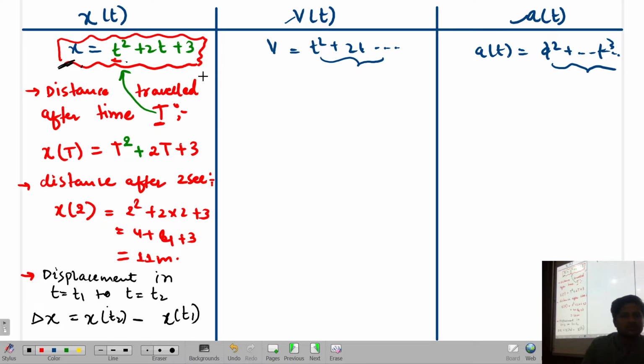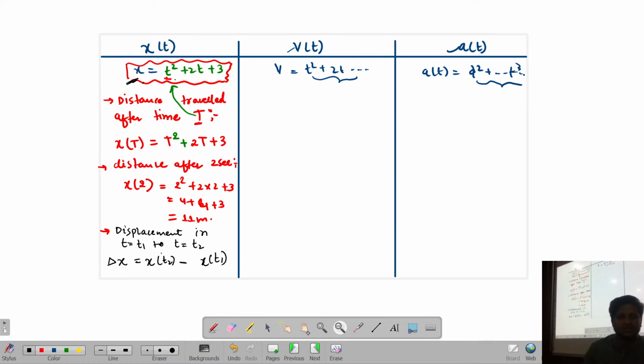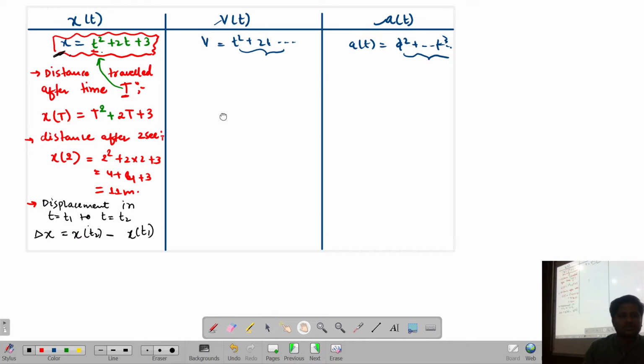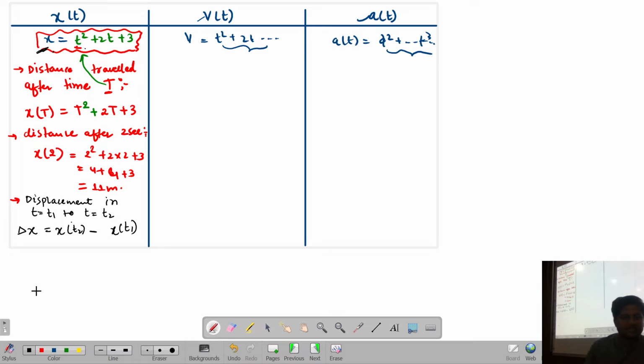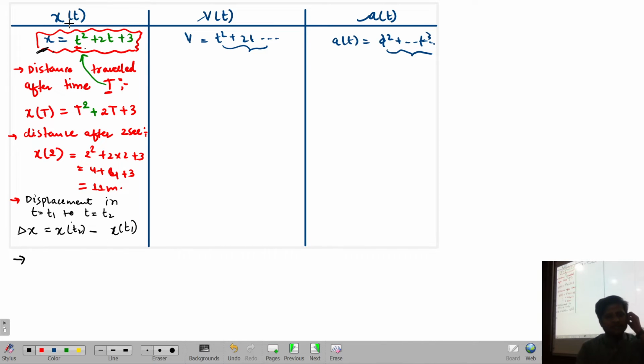Now, try to understand. Let me minimize this so that I can use some more equations. Next thing is, if your x of t is given, and someone asks you the velocity of the particle, what will the velocity be? It is dx by dt. What you will do is just differentiate the equation. You'll just put d by dt of x, and you will get the velocity of the particle.